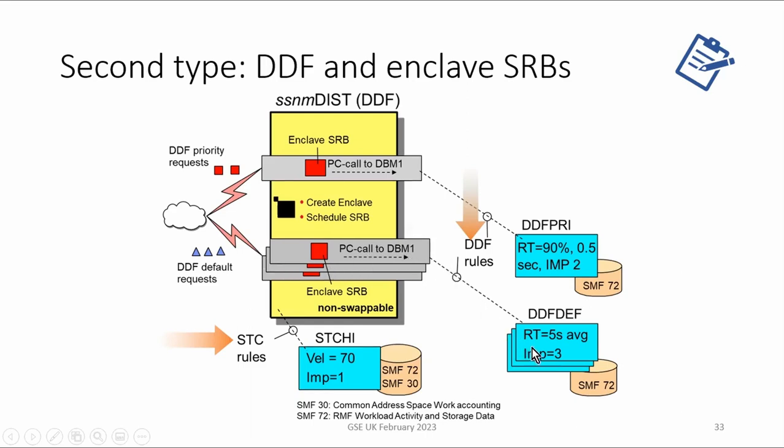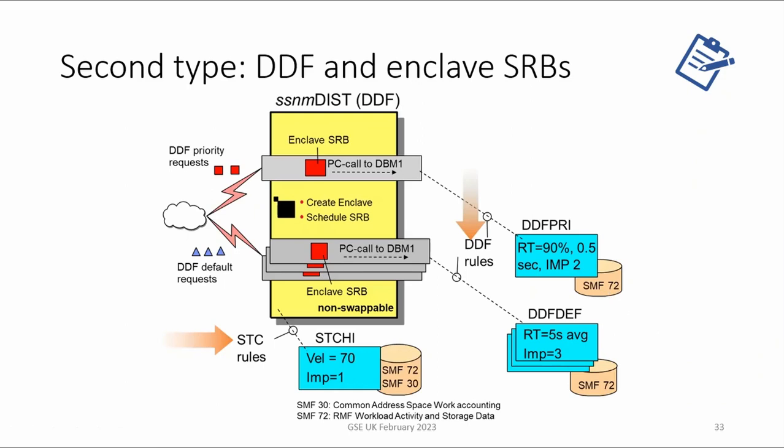And then default DDF requests are going to get assigned to their own service class. They have different rules. They're going to come under DDF default. And in my situation here, I have a response time goal. It's an average response time goal. They need to complete on average in 5 seconds, and they're going to run at importance 3. Each of the different service classes will get an SMF 72 record that you can report in the RMF workload activity report, so you can see what's going on.